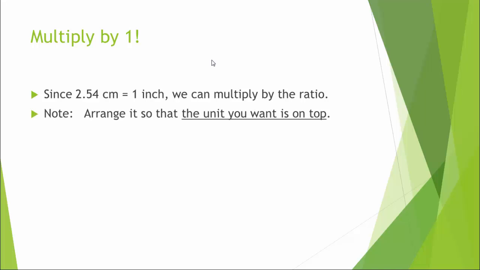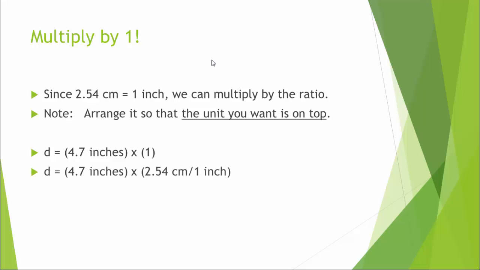So we multiply by that ratio, and here's the only remaining trick. Make sure that the unit that you want to keep is on top. So we want to keep centimeters. That's the result we want to see, so we keep centimeters on top. So our D is equal to 4.7 inches times 1, or times 2.54 centimeters over 1 inch. So the centimeters is on top like we want.